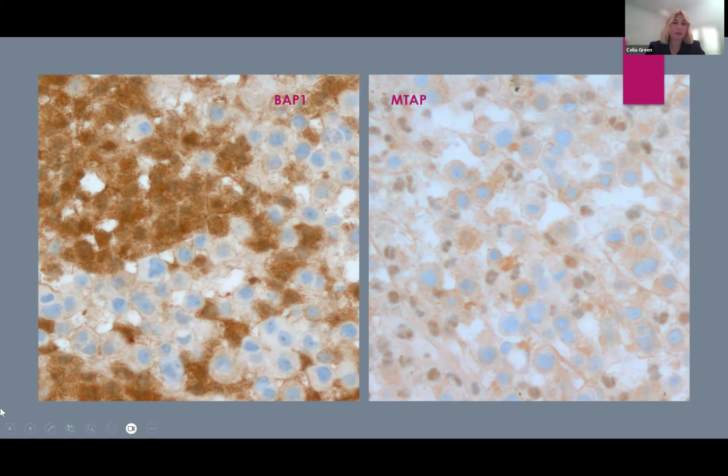This is a stain of BAP1. So these are macrophages in the background that have retained the nuclear stain, and the abnormal mesothelial cells have lost nuclear staining. And this is MTAP, which is associated with CDKN2A loss on cytogenetics. And again, you get the loss of staining, but it can be quite patchy and it can be very difficult to interpret.